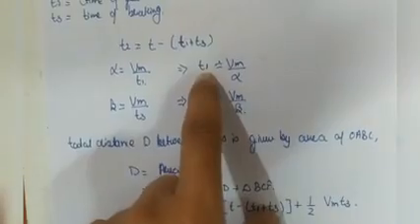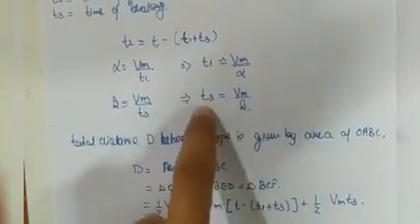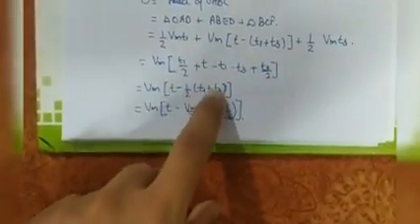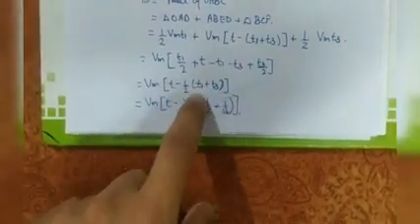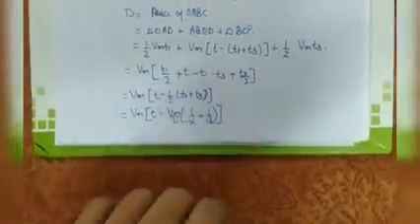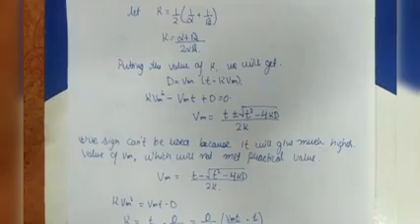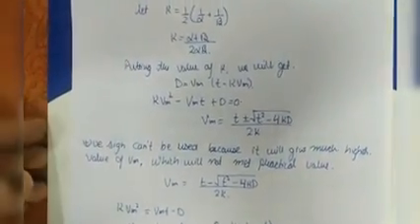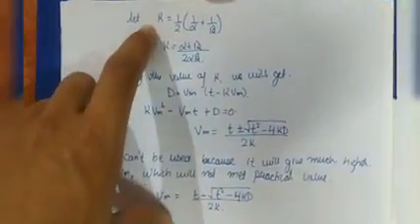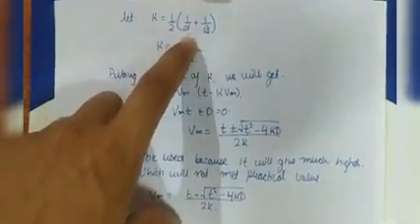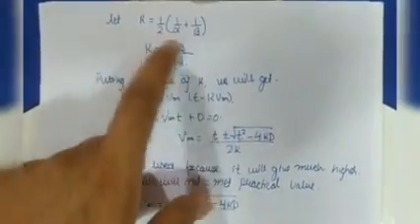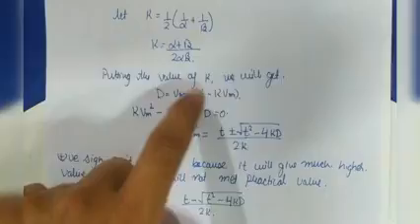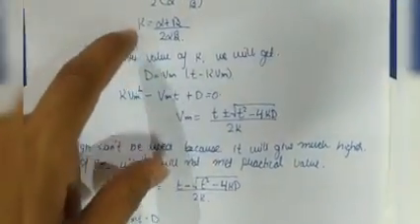As I have mentioned earlier, T1 can be replaced by Vm upon alpha, and T3 can be replaced by Vm upon beta. So I replace T1 and T3 in this section, and let us check what I get. I get those values, and I have assumed that value to be k. So k is equal to half of 1 upon alpha plus 1 upon beta. Taking the LCM, I get k equal to (alpha plus beta) upon 2 alpha beta. So this is the value of k.